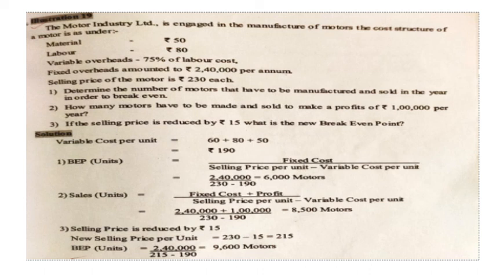Now your fixed cost is 2,40,000, divided by the selling price. If it is reduced by 15, you will be getting 215 minus variable cost per unit, which is 190. So the fixed cost is 2,40,000, and 215 minus 190 will give you 25. So 2,40,000 divided by 25, you will be getting 9,600 motors. So 9,600 motors is the break-even point if your selling price is reduced by 15.